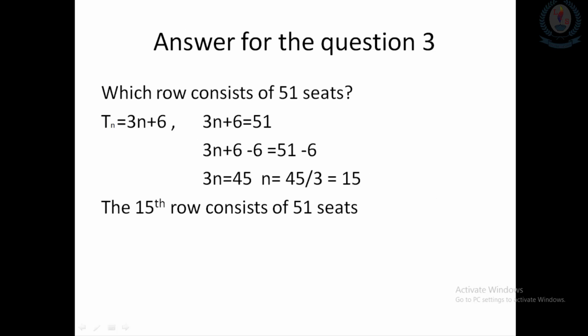Answer for the last question. Which row consists of 51 seats? Tn equals 3n plus 6. Tn is given as 51, so 3n plus 6 is equal to 51. We want to cancel plus 6: 3n plus 6 minus 6 equals 51 minus 6. So 3n equals 45. Dividing both sides by 3, n equals 45 over 3, which is 15. The 15th row consists of 51 seats.